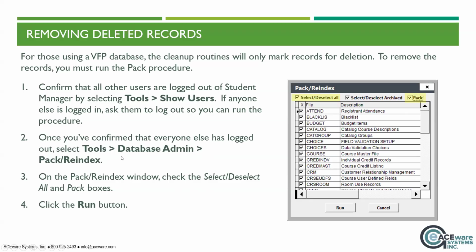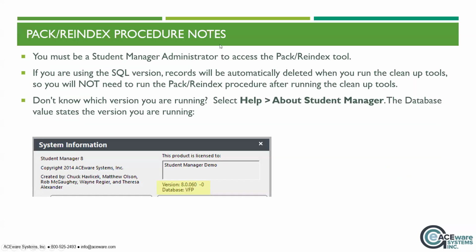Normally, we just have you run a reindex. That just has the system look at the tables and the information there. To get rid of the deleted records, you have to actually select the pack checkbox. And then once you've done that and click run, it will purge all of your deleted records. You do have to be the Student Manager administrator to do the pack and reindex.